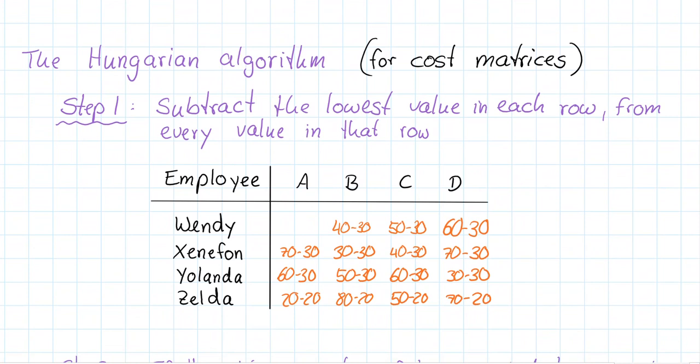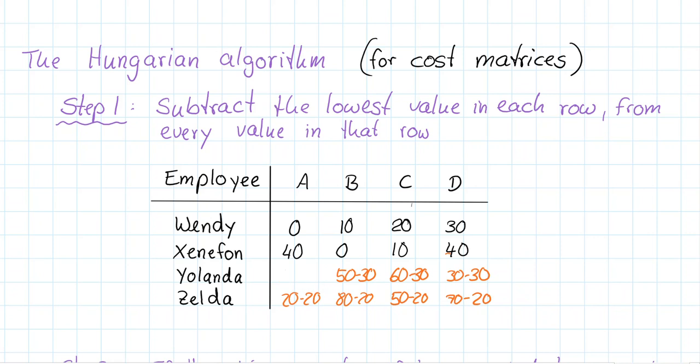So I have 30 minus 30, that's going to give me a 0. I have 40 minus 30, that's going to give me 10. 50 subtract 30, that's a 20. And 60 subtract 30, that is a 30. Second row, the lowest value was 30 as well. 70 minus 30 is 40. 30 minus 30 gives me a 0. And 40 minus 30 gives me 10. 70 minus 30 gives me 40.